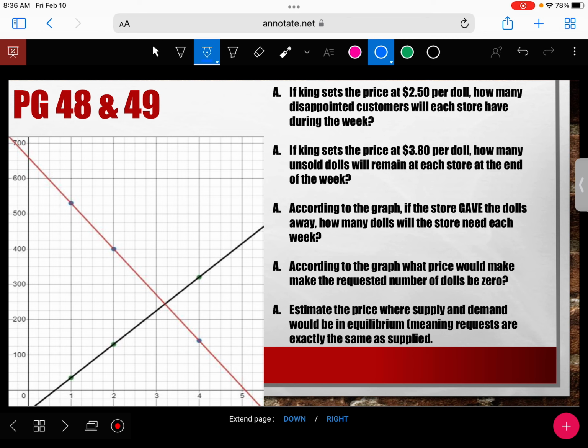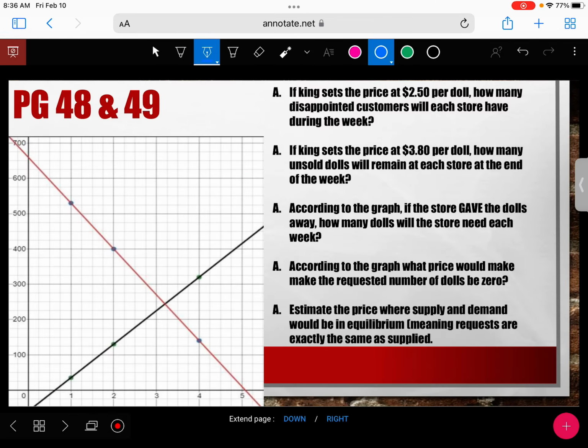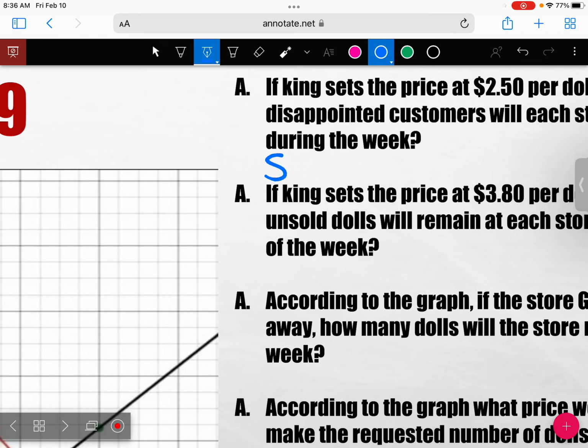So they want to know if they set the price at $2.50 a doll. These are questions on page 49. If they set the price at $2.50 a doll, they want to know how many disappointed customers they will have, which means what we want to know is how many people ask for it, which is our demand, and how many the store has, which is our supply. So we need to know both the supply number and the demand number for $2.50.